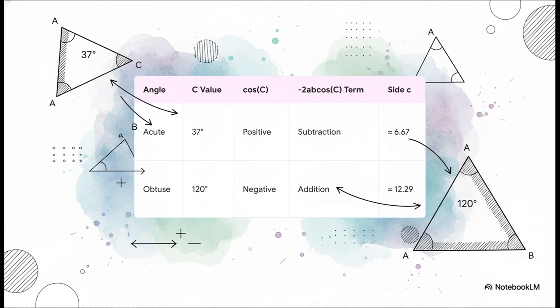Just look at this side by side. With our first acute angle, 37 degrees, the cosine was positive, so we subtracted and got a side length of about 6.67. But look what happens with an obtuse angle, like 120 degrees. The cosine is negative, 0.5, so that minus sign in the formula crashes into the negative from the cosine, turning the whole thing into addition. And that gives us a much longer third side, which makes perfect sense, right? A wide angle should create a long opposite side.